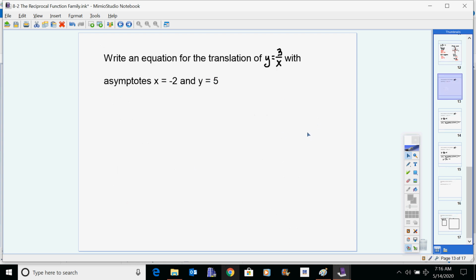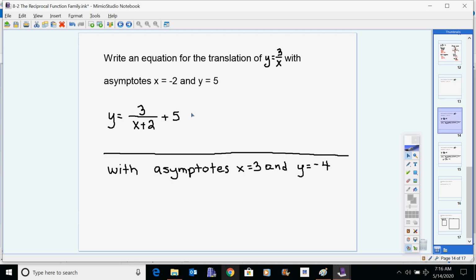Okay. Now, if you have a parent function and you want to find the translation, now be careful. You have to know what parent function you're doing in order to ever do the translations of them. But here's our parent function. X equals negative 2, y equals 5. So you want to put in your values here. Remember, the x one is the one that's kind of backwards. So when you've got a negative 2, you're going to do a plus 2 with your x, and with your y, you're going to do a plus 5 on the outside.